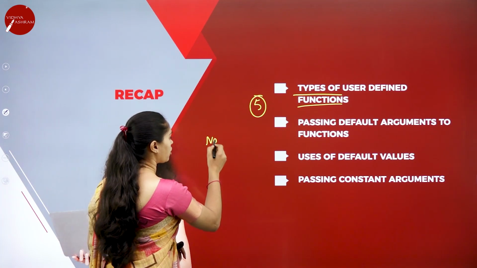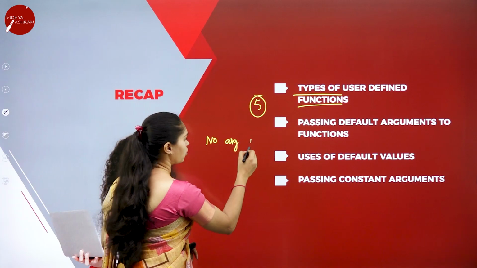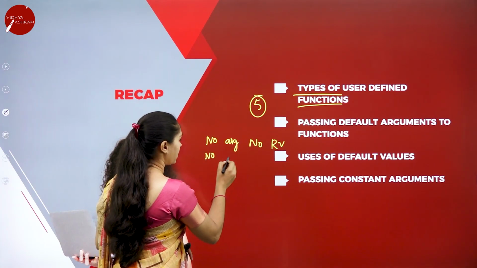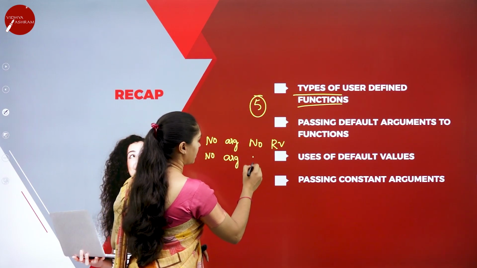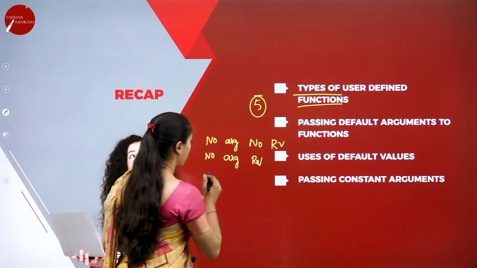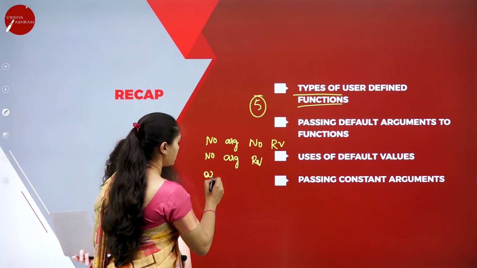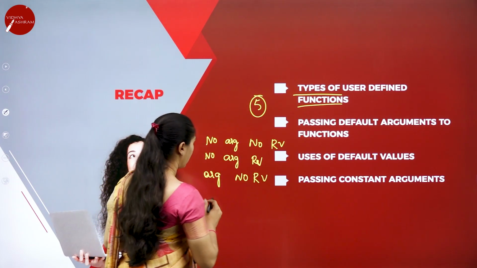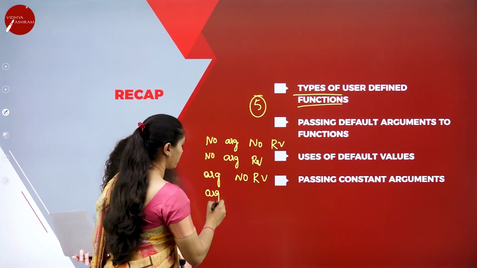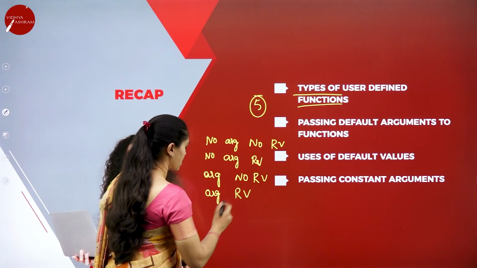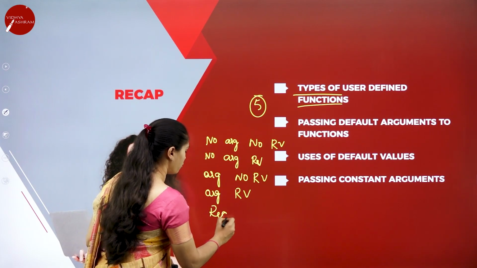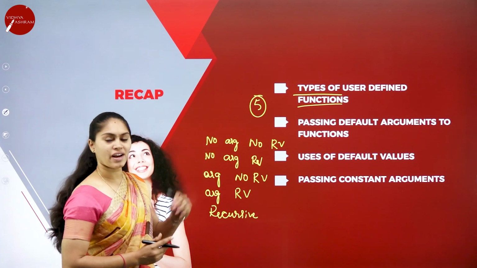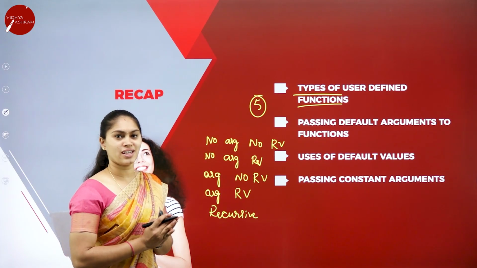No arguments and no return values; no arguments and a return value; arguments and no return values; arguments along with a return value; and the last type is the recursive function. So these are the types of user-defined functions. That is what I discussed in the previous session.